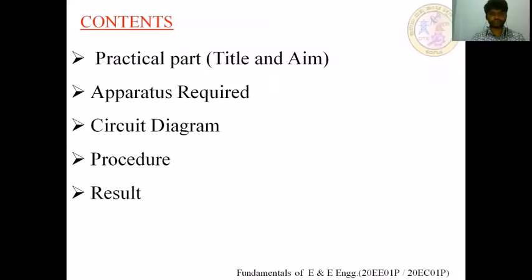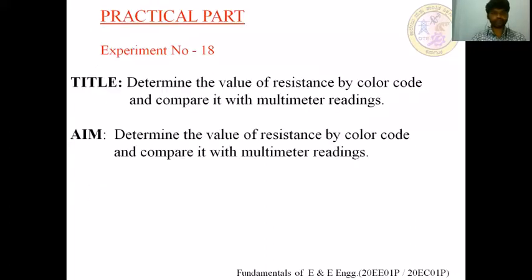First one is the practical part. It contains the title and the aim of the experiment. Second is the apparatus which is required for this experiment. Third topic is the circuit diagram, then the detailed procedure in the procedure topic. The final topic is the result of the experiment. So the first is the practical part.